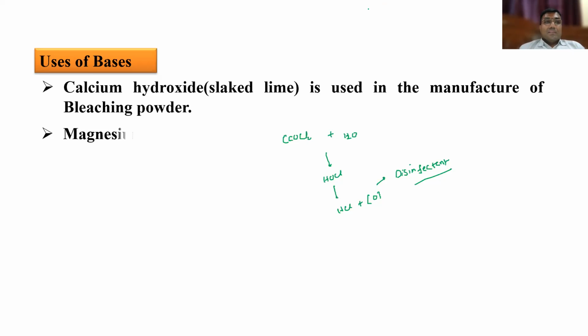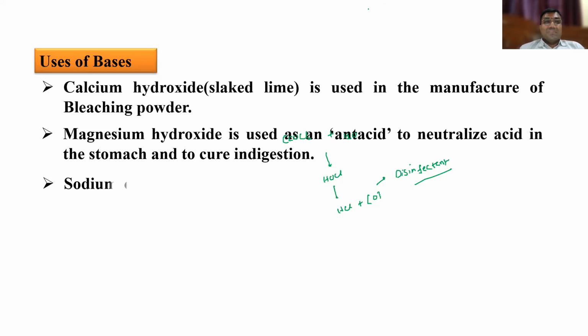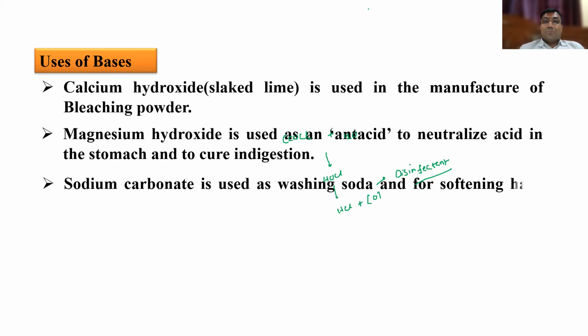Magnesium hydroxide is an antacid. Just now I told you, it neutralizes the acid in the stomach to cure digestion issues. Sodium carbonate is washing soda, and it is also used for water softening. For example, seawater is hard water, and you can't use it. Try to understand these things, students. These are some of the things you are expected to know.